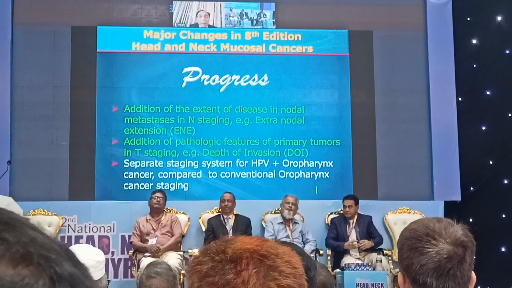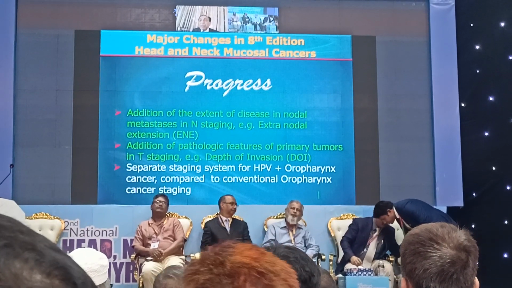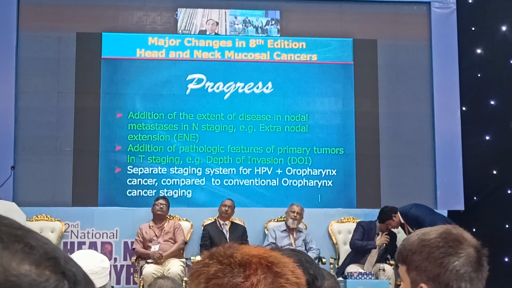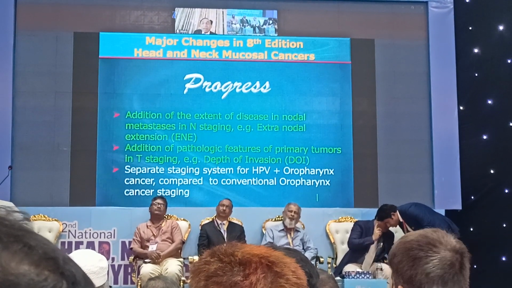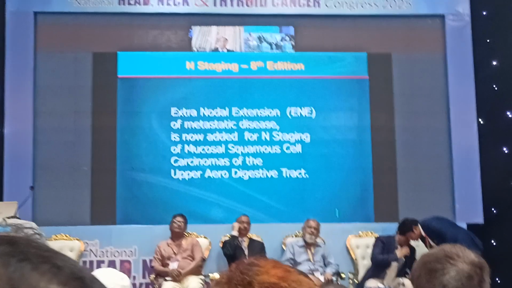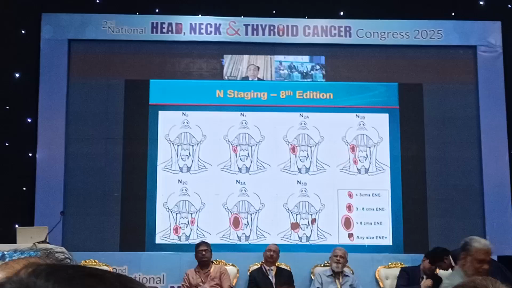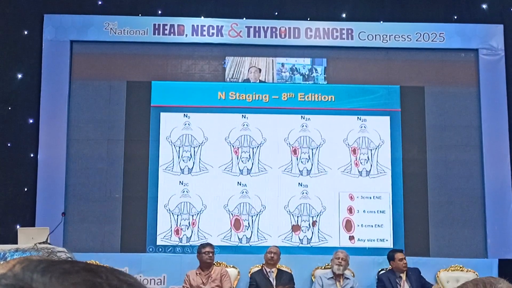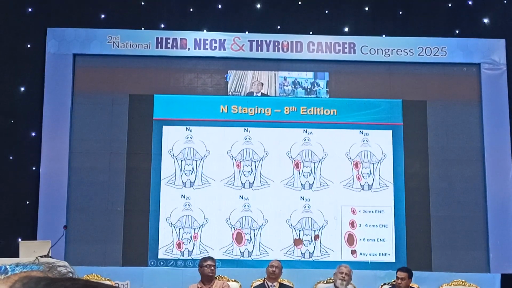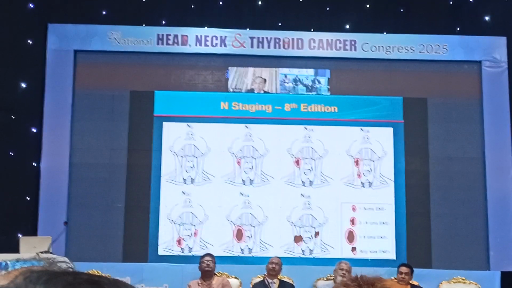The progress made in the 8th edition involves the addition of extranodal staging, which would upgrade the N stage to N3. And in the primary tumor, depth of invasion was added for more accurate assessment of the risk of nodal metastasis. So ENE, extranodal extension, would upstage the tumor regardless of the size of the lymph node. It may be even less than 3 centimeters. But if it has extranodal extension, it would be upstaged to N3B.